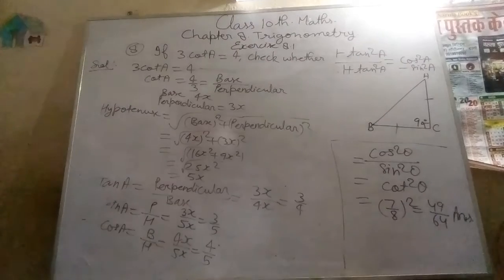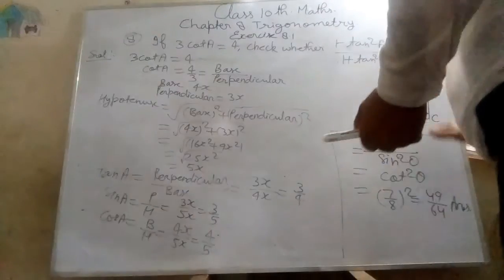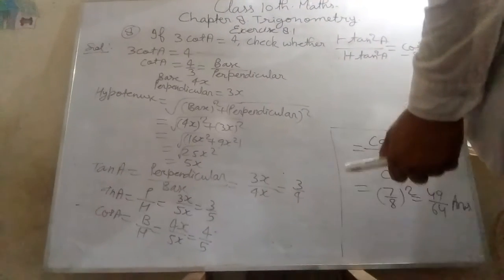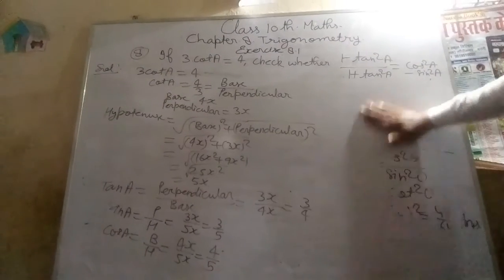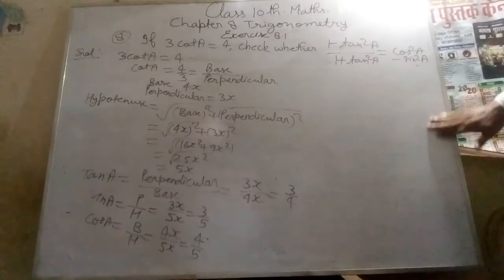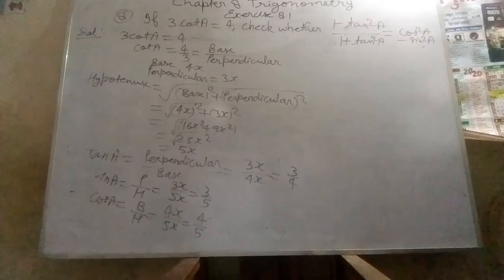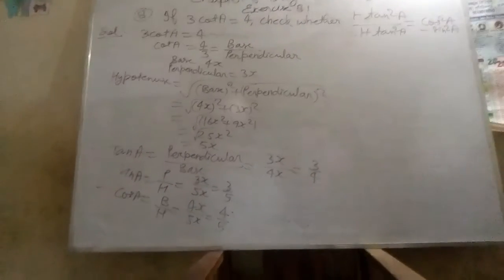Now find the value of 1 minus tan square A upon 1 plus tan square A. If the value of 1 minus tan square A upon 1 plus tan square A equal to cos square A minus sin square A, then our question will prove.